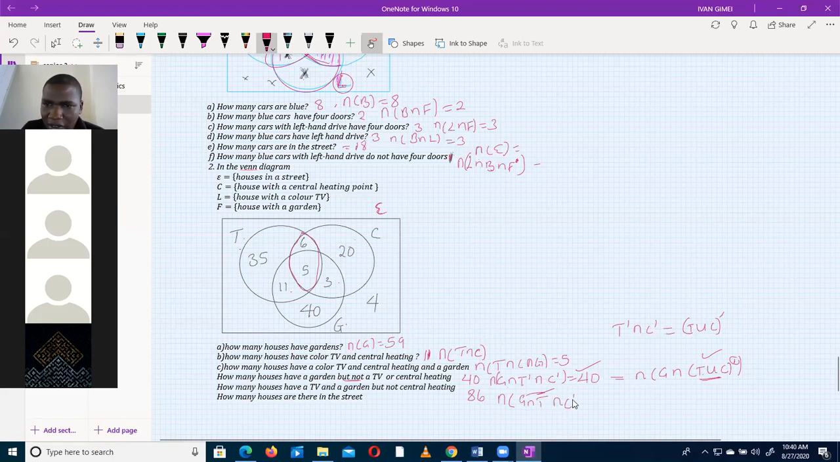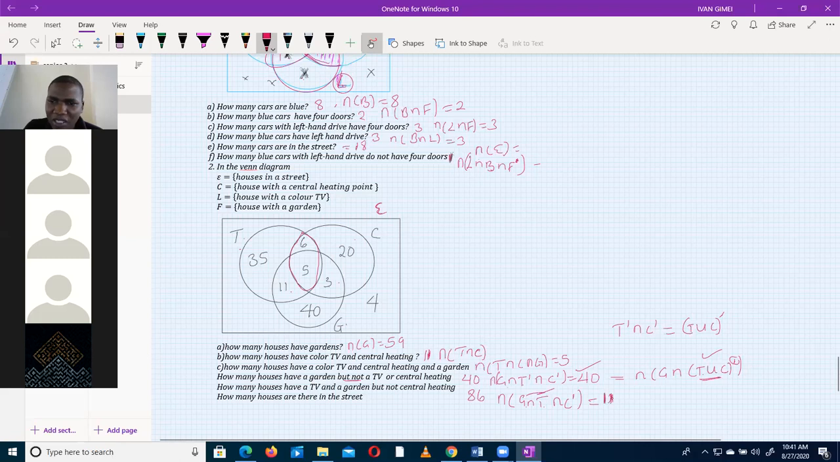We have G and T. A house has TV, yes. It has a garden, yes. But the only thing they're missing is central heating. How many houses have TV and garden, but not central heating? There are 11.